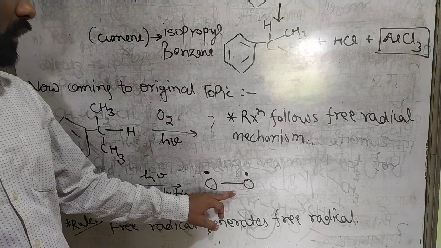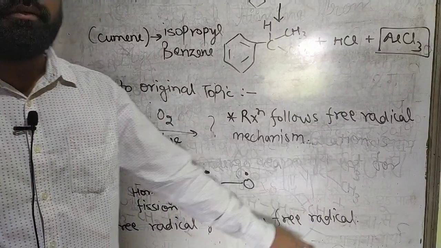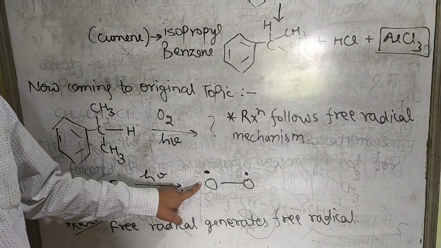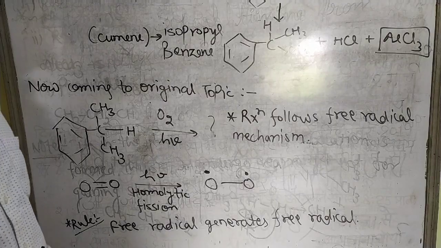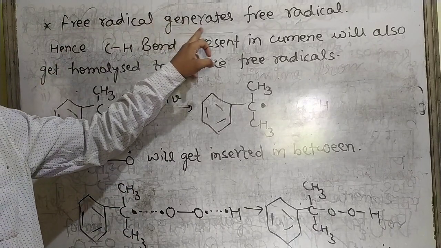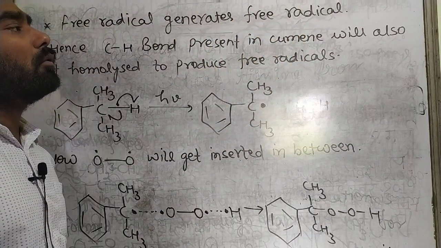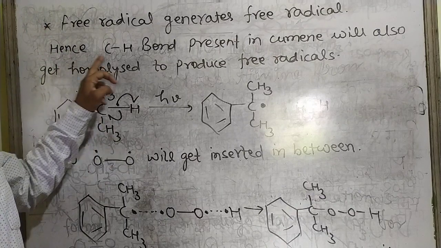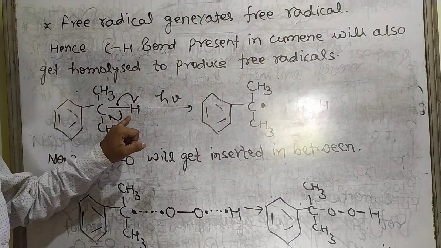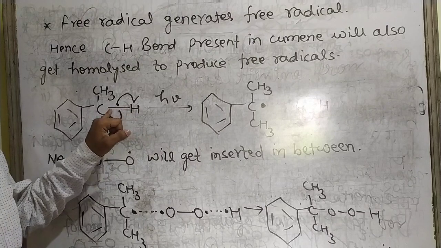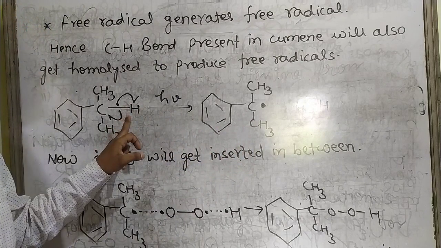This free radical will get generated, and you know another rule: free radical generates free radical. If in the reaction a free radical is formed, then the ongoing steps also follow free radical mechanism. So the carbon hydrogen bond which was present in the cumene will get homolyzed. This bond will get homolyzed to produce these free radicals. These free radicals will get formed due to homolysis of this bond.